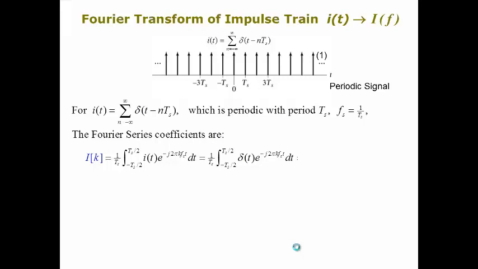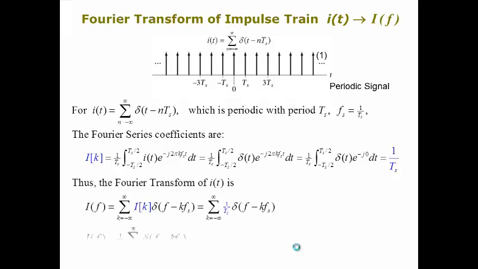The product property of impulses says that if this impulse fires at t equals 0, I put t equals 0 in here and I get e to the j 0, which is just 1. So now I have an integral of an impulse through the impulse, which gives me 1, the area of the impulse. This whole nastiness degenerates to 1. Putting it out in front, 1 over T sub S is the Fourier series coefficients of this guy.